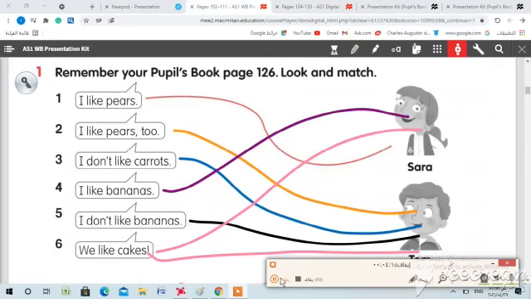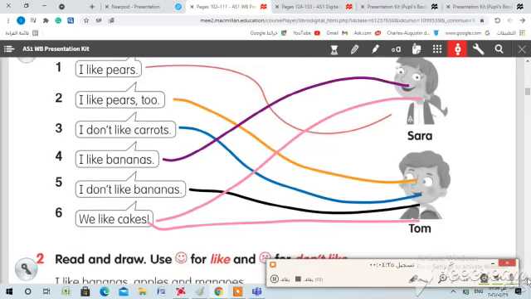Now open your workbook page 103. Question number 1. Remember your pupil's book, page 126. Look and match. Here we have 2 pictures. One is for Sarah, and this one is for Tom. Number 1, I like pears. We have to match it with Sarah. Number 2, I like pears too. We have to match it with Tom.